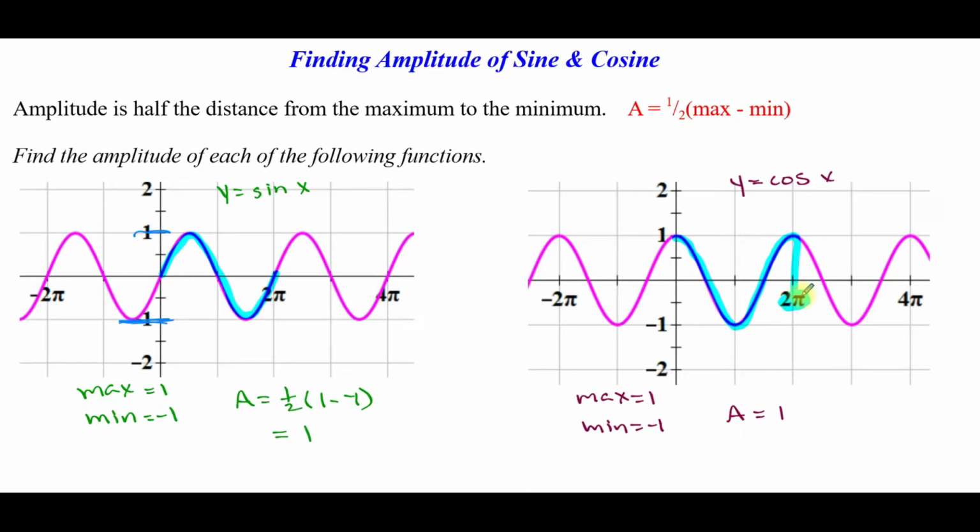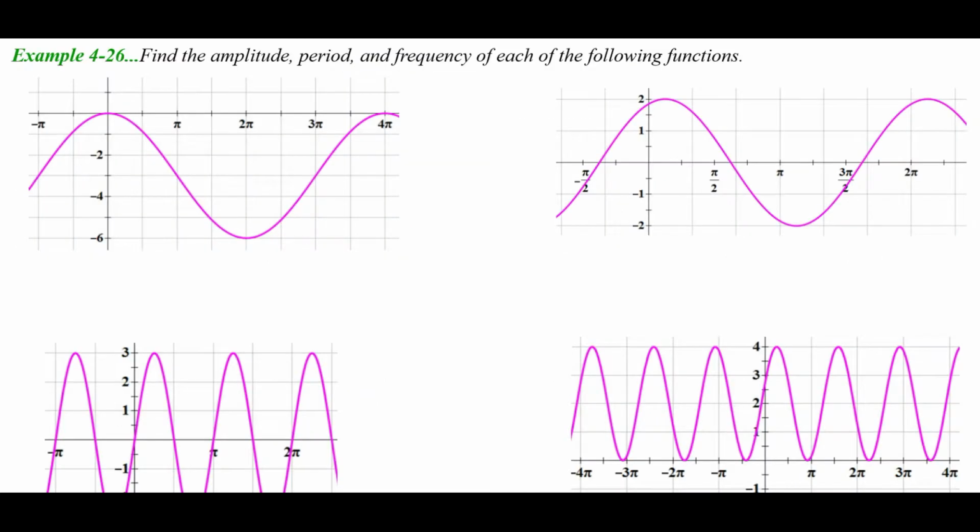So for your standard sine and cosine graph, the period is 2 pi and the amplitude is 1. If you remember it this way, some people find it a little bit easier. The amplitude is 1 and the period is 1 circle, and a complete circle is 2 pi radians. So that is another way to remember that.